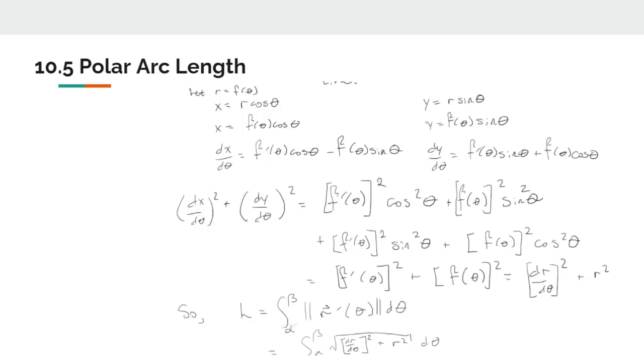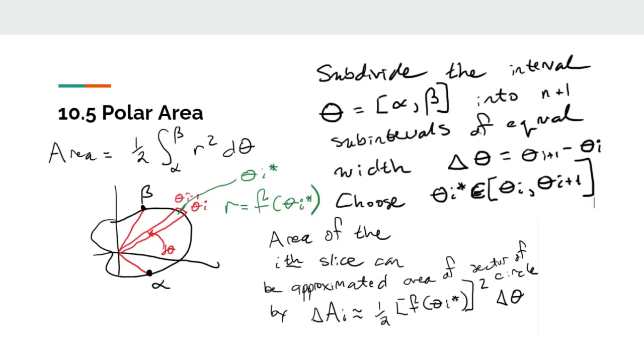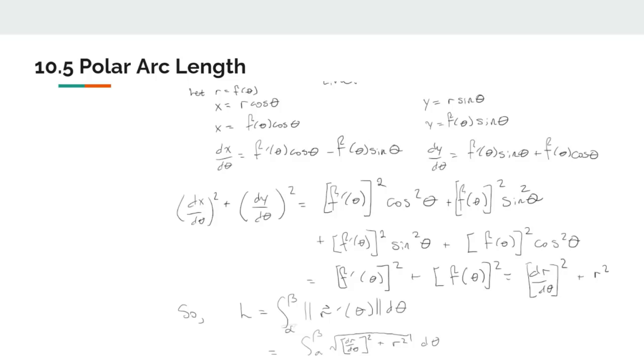We have polar arc length. If this was the integral calculus of polar, this is the differential calculus of polar, right? I mean, we need derivatives to calculate it, though. We're still integrating, so yeah, this is still integral calculus. I'm sorry, I was thinking of tangent lines.